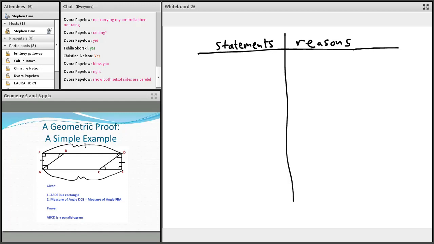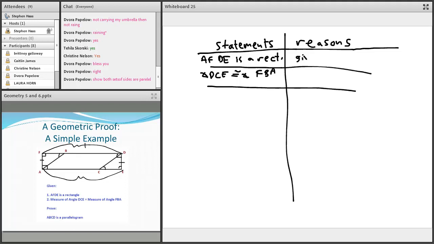Well, let's first start with what we're given. Let's say AFDE is a rectangle. I'll abbreviate it here, and we'll say that angle DCE is congruent or equal to angle FBA. And for both of them, we'll say given.